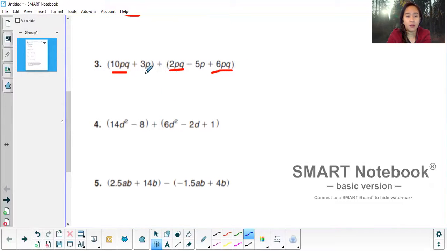Then for the other one, we have the P. You can combine 3P and negative 5P. Take note, you have a minus in front of 5P, that means you should take that sign for 5P. That should be negative 5P. So what's 3 plus negative 5? Then you write P.